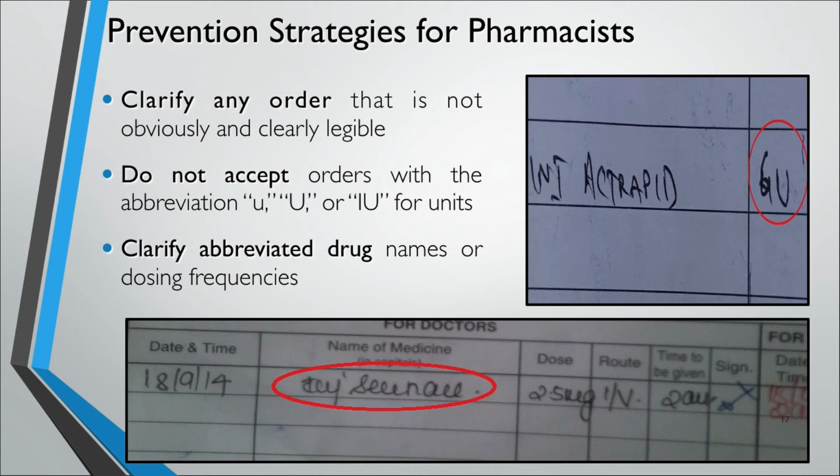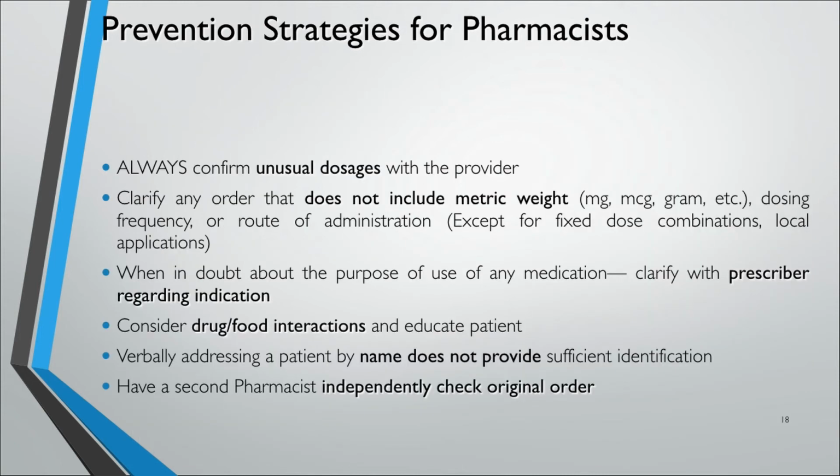Abbreviations or short forms used while mentioning the drug names and dosing frequencies should also be clarified with the prescriber properly. Doses which are unusual should always be confirmed with the prescriber before dispensing HAM or HRM medications. Doses should be mentioned along with their metric units, such as for weight, gram, milligram, microgram, etc.